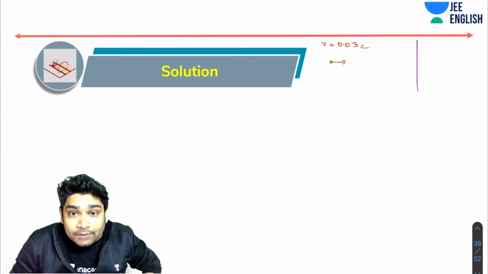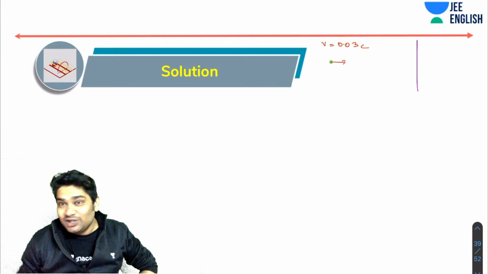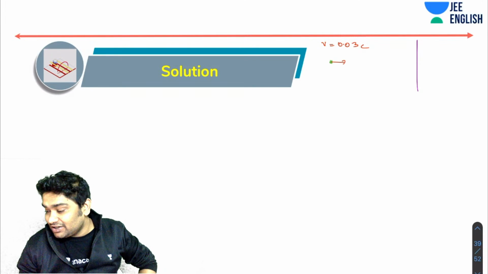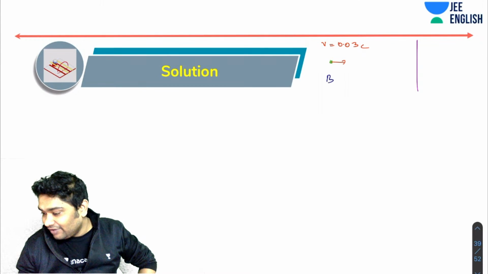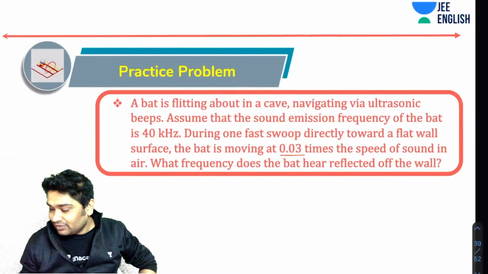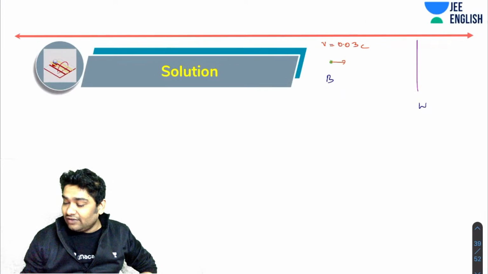Okay. All right. So suddenly I've got two answers. So let's see if those answers are right. So for the first part, this is the wall. That is the bat. Here we have our bat which is flying towards the wall. Okay, it is flying directly towards a flat wall.